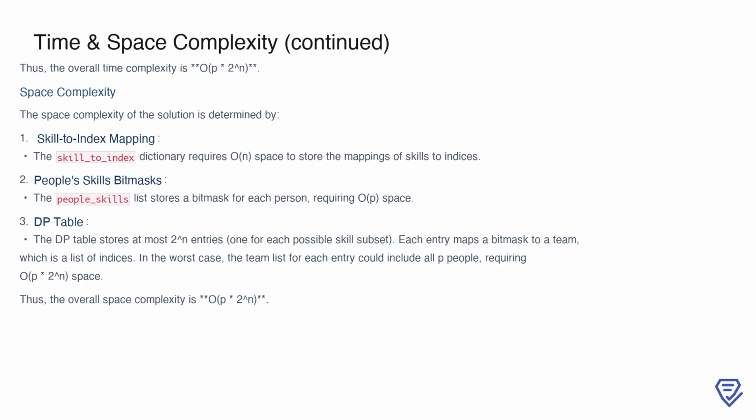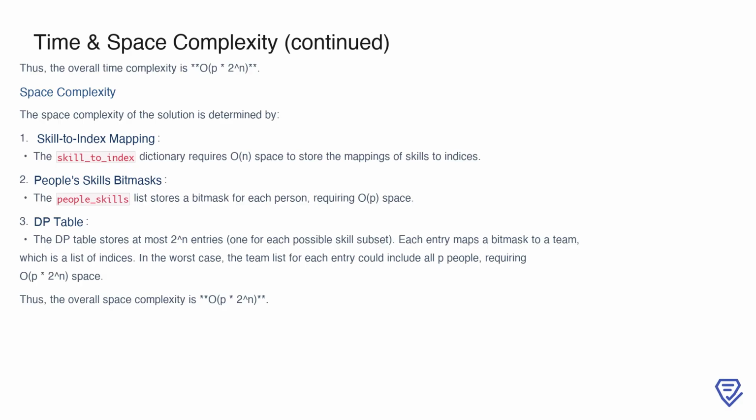Now, let's consider the space complexity. First, mapping skills to indices requires O(n) space for the skill_to_index dictionary. Second, the people_skills list, which stores a bitmask for each person, requires O(p) space since there is one bitmask per person. Finally, the dp table is the largest contributor to space usage.